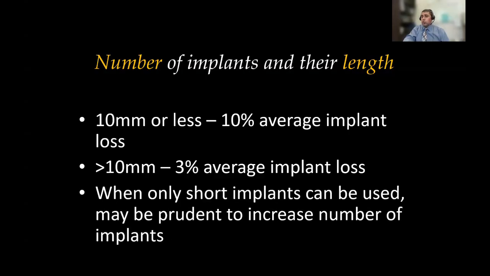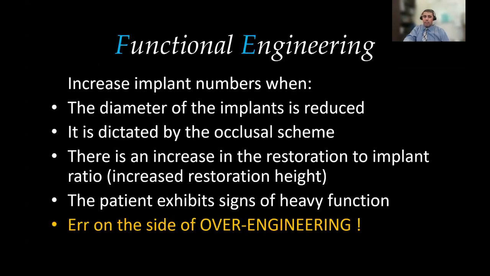And when you can only use short implants, you try to over-engineer by maximizing the number of implants. Not only that, but also consider splinting implants together. And even when you are splinting, have maybe one implant slightly off axis of the other two, because that's going to help with minimizing forces and stress at the implant interface. So from functional engineering, you try to consider increasing the number of implants when the diameter of the implants is reduced, when the length is reduced, considering also the occlusal scheme of the prosthesis.